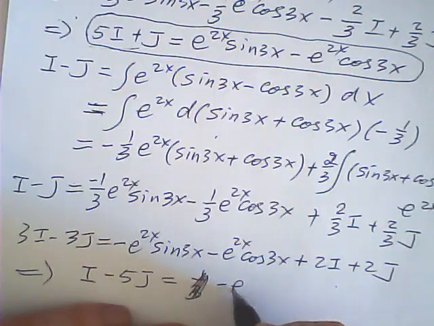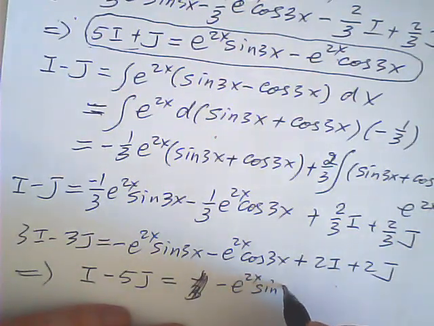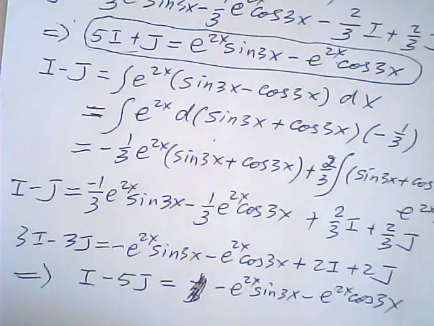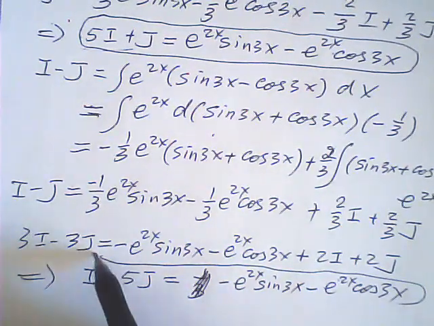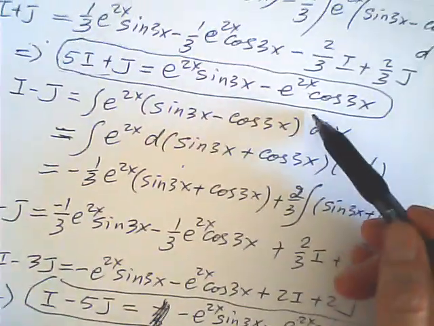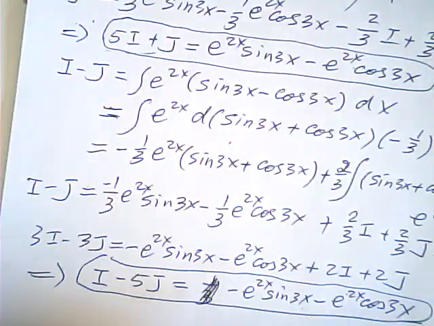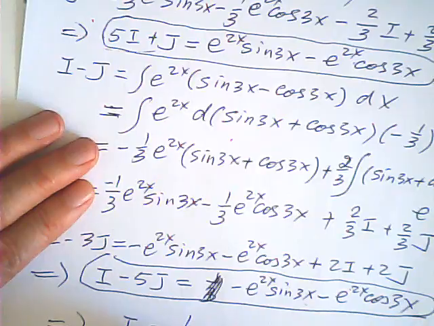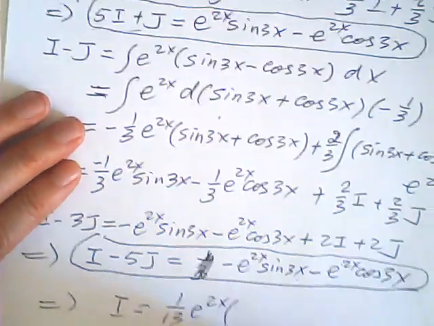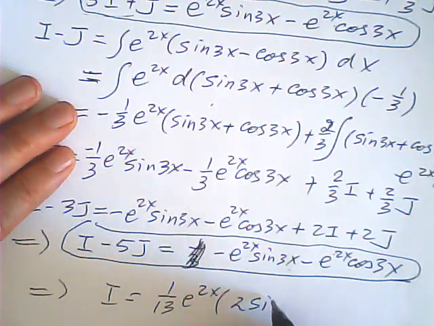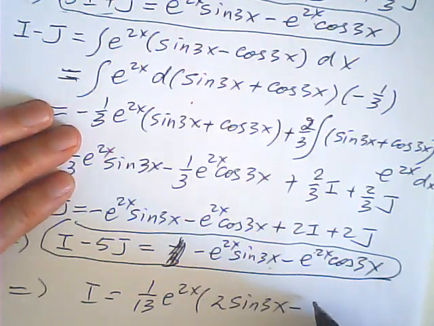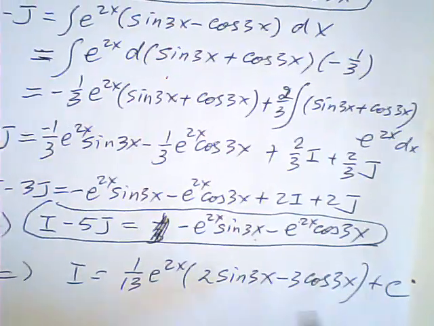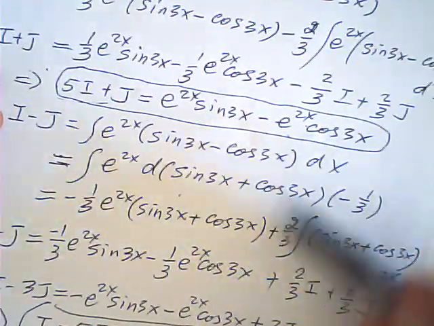And that will be negative e to the 2x sine 3x minus e to the 2x cosine 3x. So that is my second equation. And from these two equations, I can find I and J, right? So I is equal to 1/13 e to the 2x (2 sine 3x minus 3 cosine 3x) plus c. All right, so I find I from these two equations.